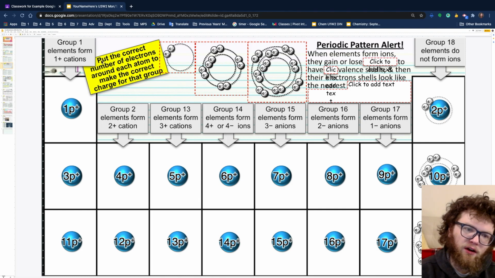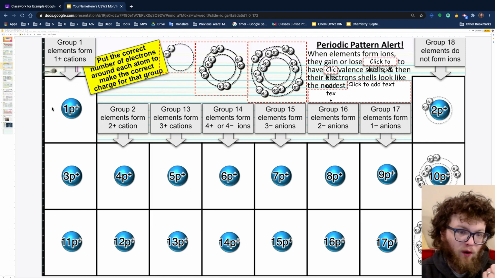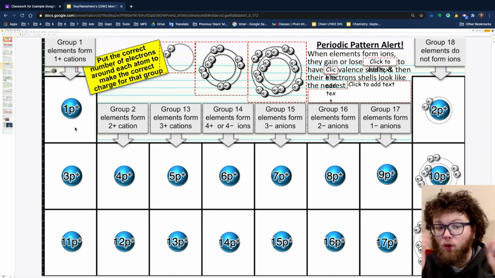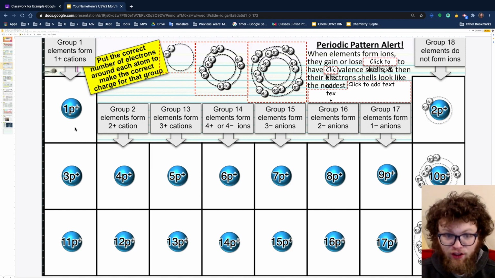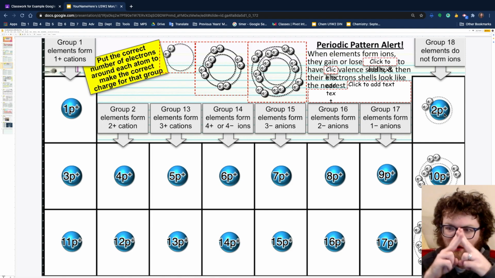So the directions here are to put the correct number of electrons around each atom to make it the correct charge for that group. So if this is 1 proton, it's 1 positive charge. And if it forms a +1 cation, that means there should be a total charge of +1, so we don't add any electrons to that. This is just what that ion looks like. Oh, this one's done for us over here, this helium. So we've got 2 positive protons and 2 negative electrons. And who wins, positive or negative? Well, those cancel out. And it has no charge, which means it does not form an ion. That's great.